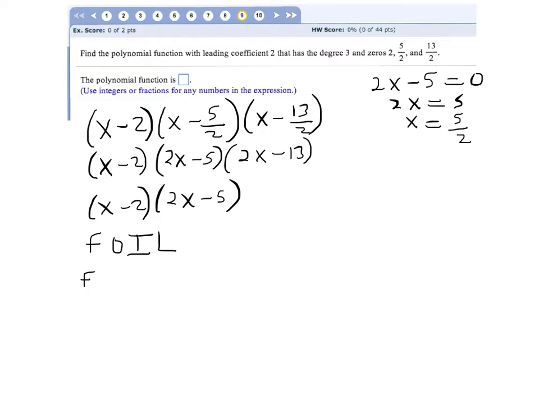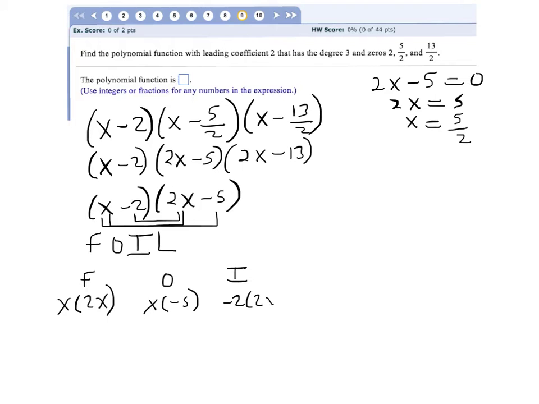My first term is going to be x times 2x. My outside term is going to be x times negative 5. My inside term is going to be negative 2 times 2x. And my last term is going to be negative 2 times negative 5.